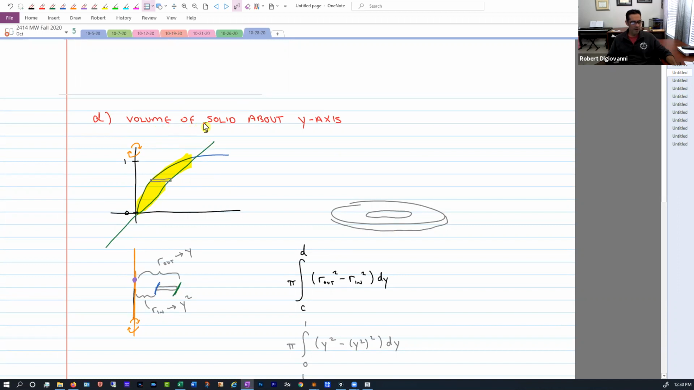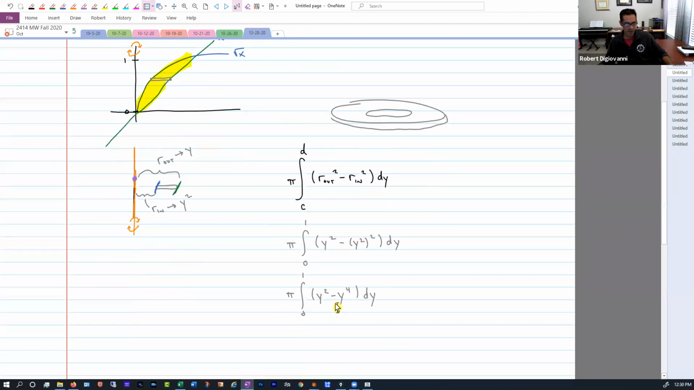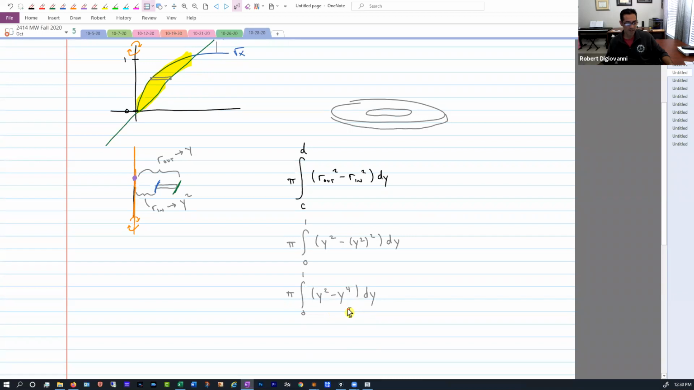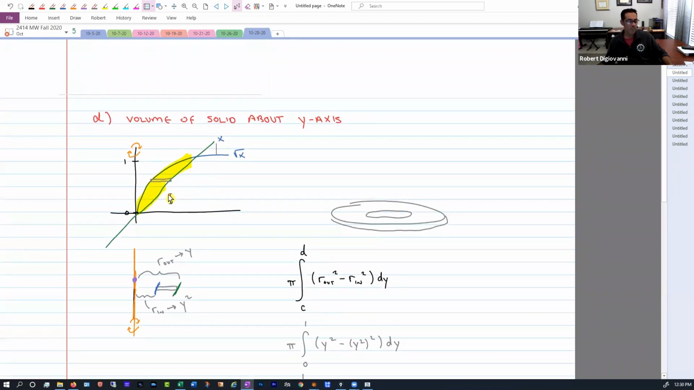We wanted to find the volume of this solid about the y-axis. This was square root of x, and this was x, right? This was the first problem we started with. Remember we set up the integral here? We never got the answer. But what we did is we used horizontal rectangles, and the reason we did that is because we could write these as functions of y.